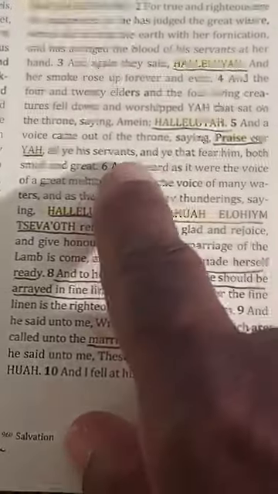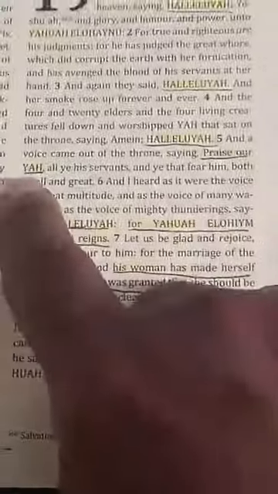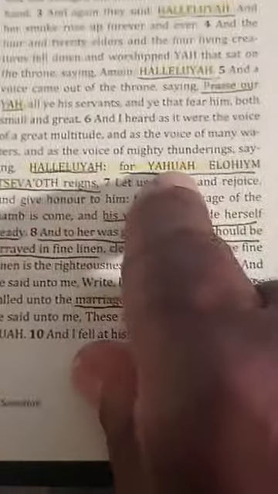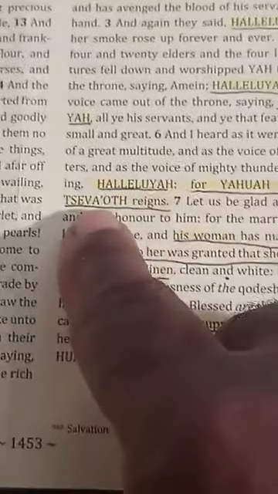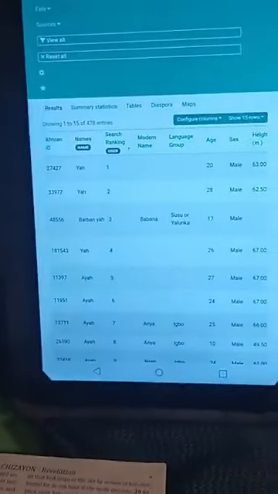So you fear him, fear messing up your relationship with him, and praise Yahuwah's Yahusha and Yahuwah Tsevaoth, not just Yahuwah. Yahuwah is Satan's father, but Yahuwah Tsevaoth is Satan's brother, who is called Tsevaoth in the Nag Hammadi. And he's called Tsevaoth in the Bible at James chapter 5, verse 4.